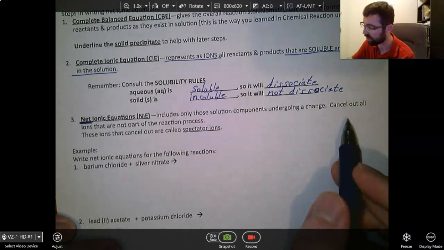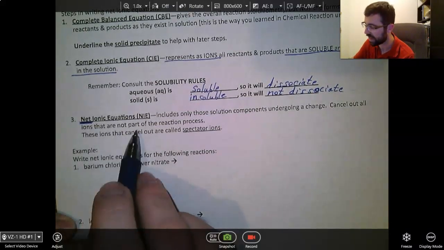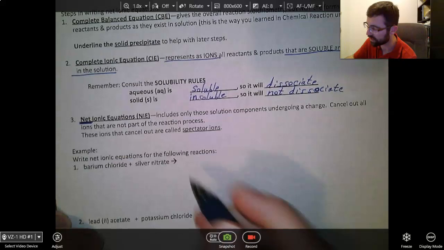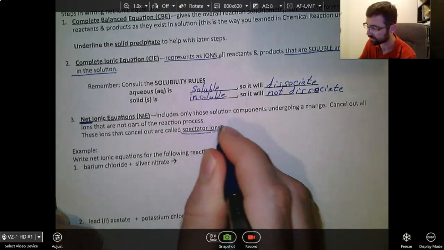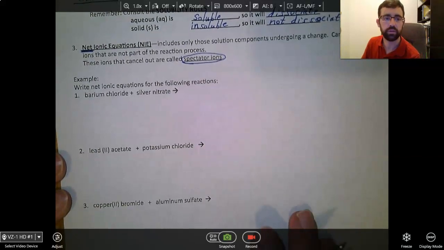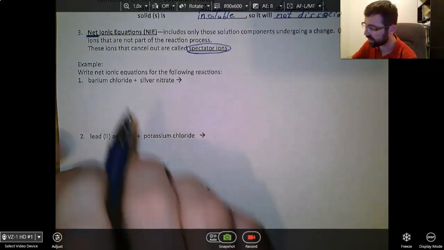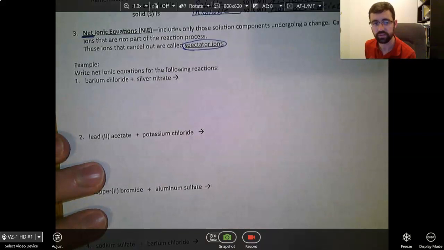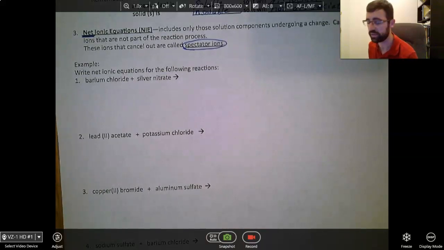So we're going to cancel out all of the ions that are not part of the reaction process. They are called spectator ions. Got an example down here. We could write the net ionic equations for these. There's 4 examples. I'm going to try to do those with you.